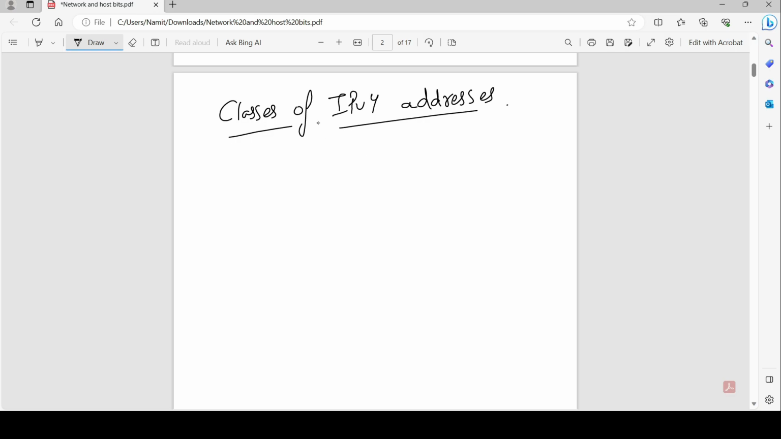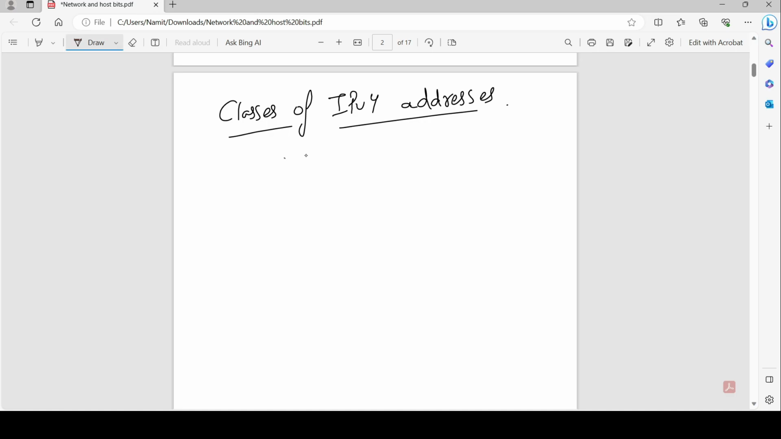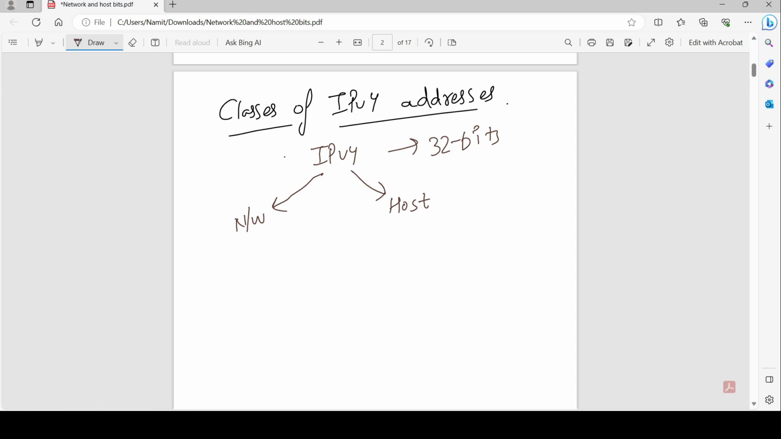Now there is something else to it. Let me change the color of my pen. There is something else to an IP address. IPv4 is of 32 bits, we already know it, and these 32 bits are divided into two parts. One part is for the network, another part is for the host.